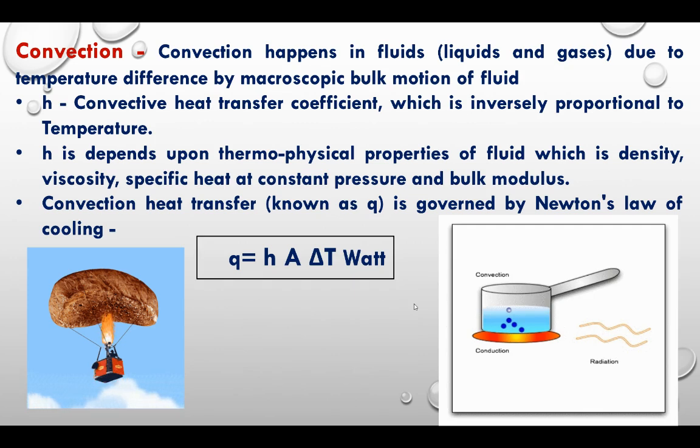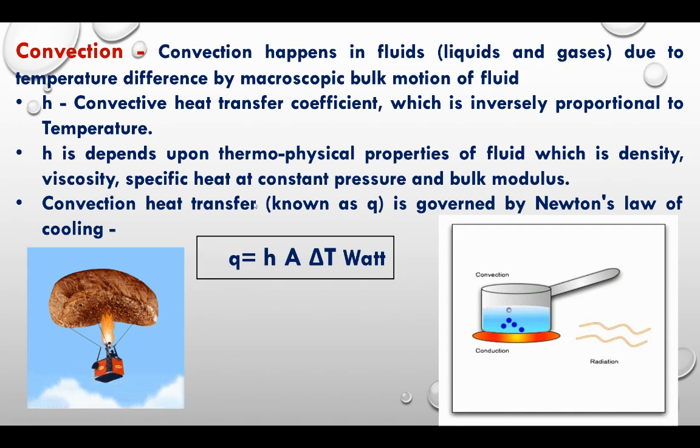So in that case, h is the convective heat transfer coefficient. You can see this h is totally dependent upon the thermophysical properties. It is not dependent on the temperature, which we already saw in conduction. In conduction, k, thermal conductivity, is dependent on the temperature. But here, h is basically dependent on the thermophysical properties of the fluid, which are density, viscosity, specific heat at constant pressure, and bulk modulus. These four criteria are very important in convection.